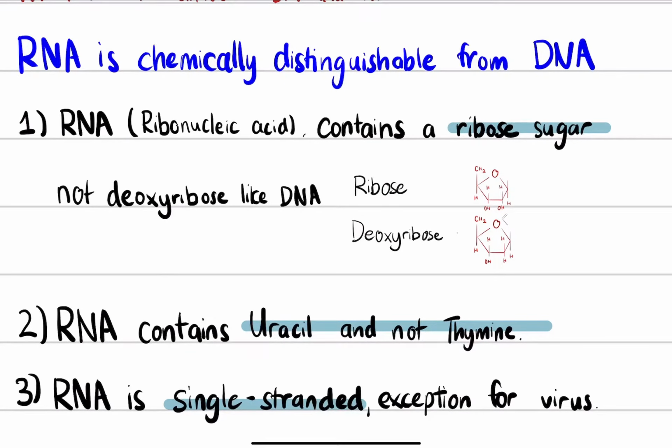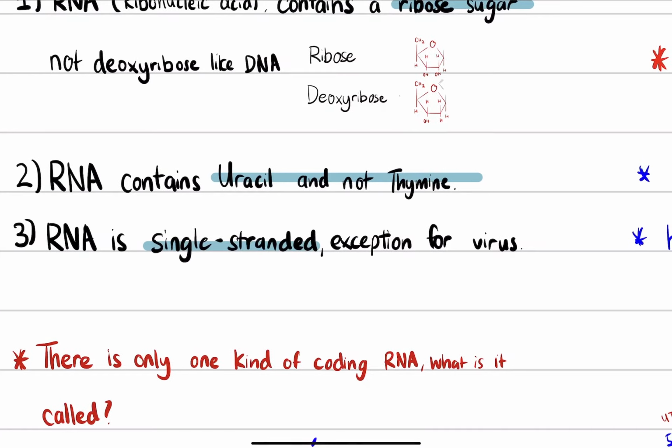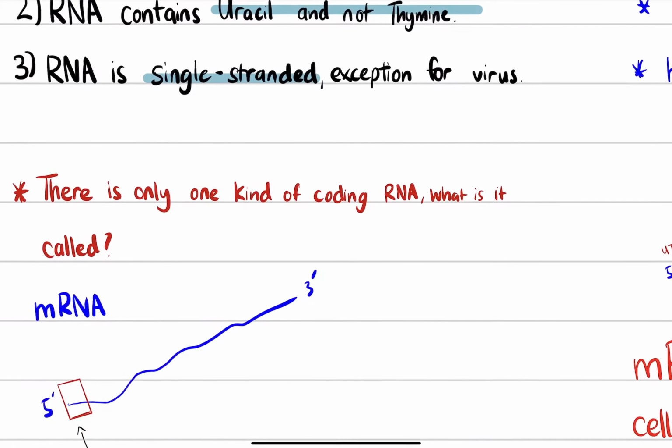Another thing we want to talk about is that RNA is generally single-stranded. Sometimes there's an exception for viruses, but RNA is single-stranded, and especially coding RNA, because we have one kind of coding RNA in our bodies, and I want to ask you, what is it called? If you don't know this, don't worry, it's called mRNA. mRNA is copied from DNA through transcription. And this is the message that's going to be used by our bodies to make proteins.